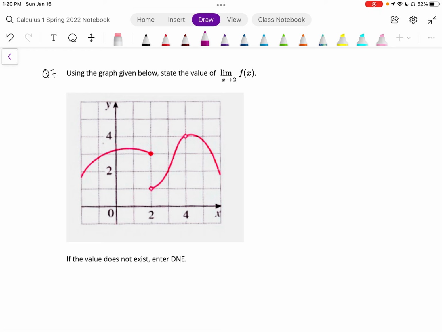Okay, so question 7 looked something like this. Yours might have looked a little bit different, but using the graph below, state the value of the limit as x approaches 2. Okay, so in this case, I can see that it's different. If I come from the left, it's 3. If I come from the right, it's 1. So that means that the limit does not exist. Okay, so the answer would be does not exist. I'll just highlight that. Okay, does not exist.